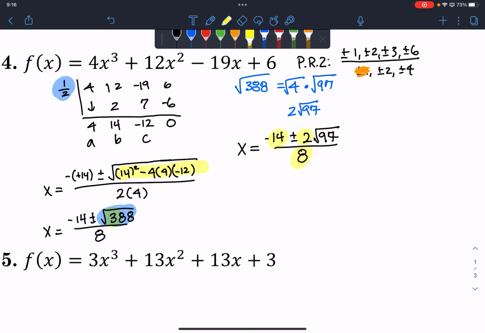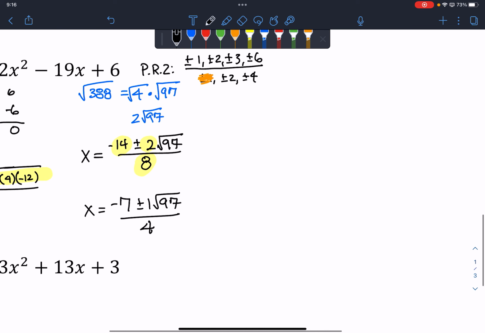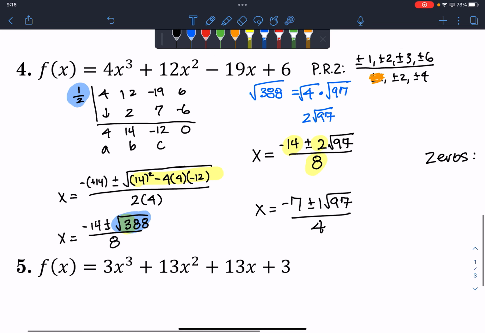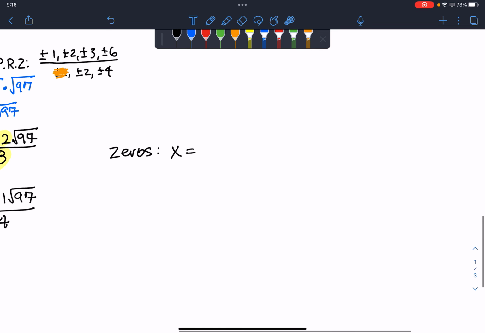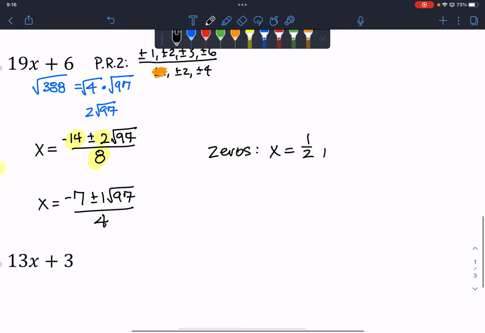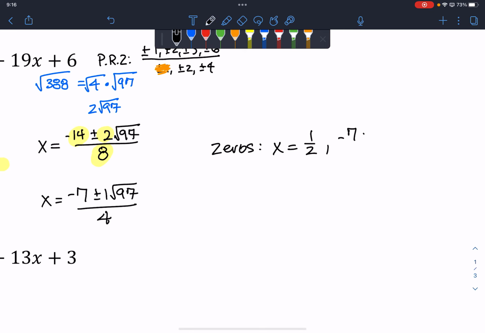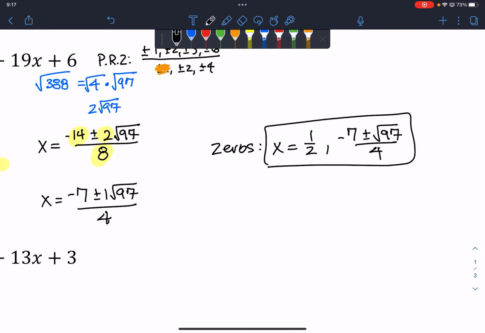These numbers again can now be factored out by 2. So negative 7 plus or minus radical 97, over 4. So our zeros is that x equals, again, this 1/2 that we start off with. And then again, the two irrational solutions, negative 7 plus or minus the square root of 97 divided by 4. There you go.